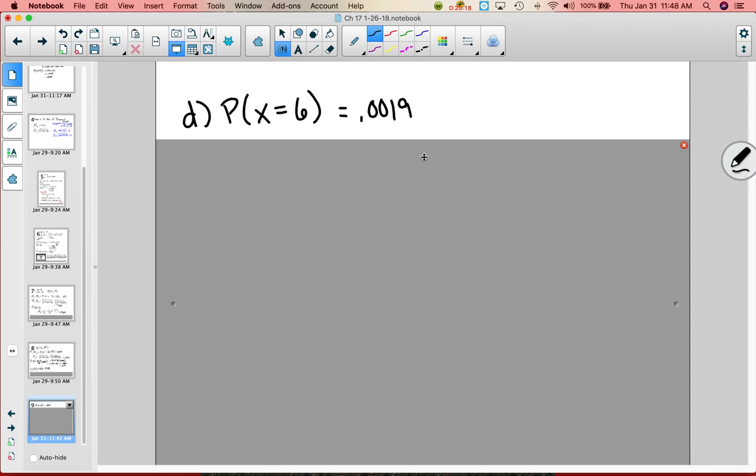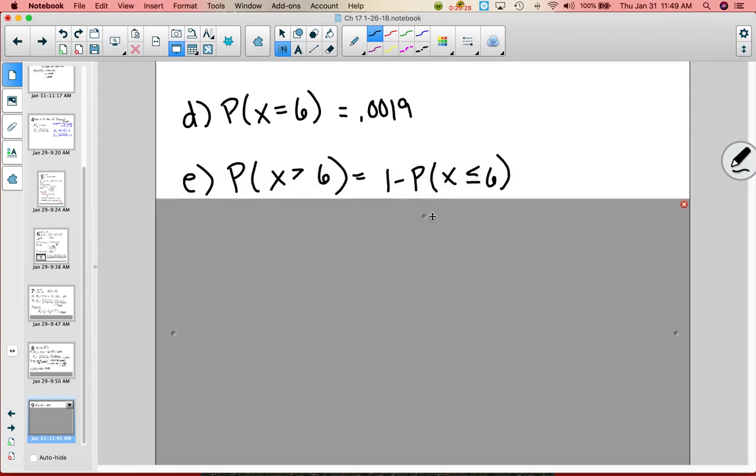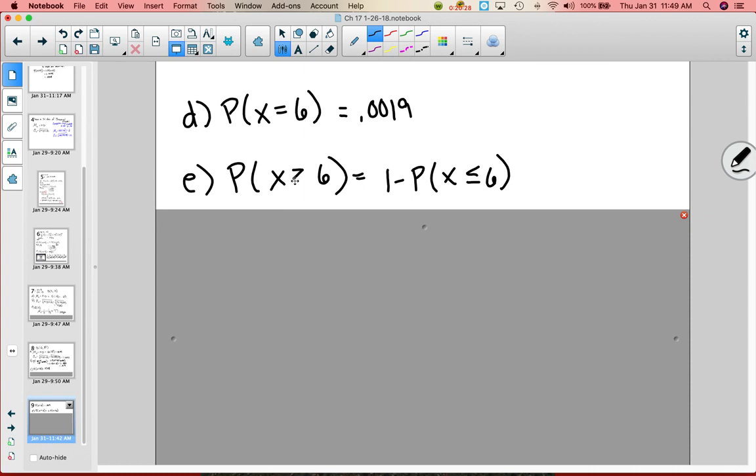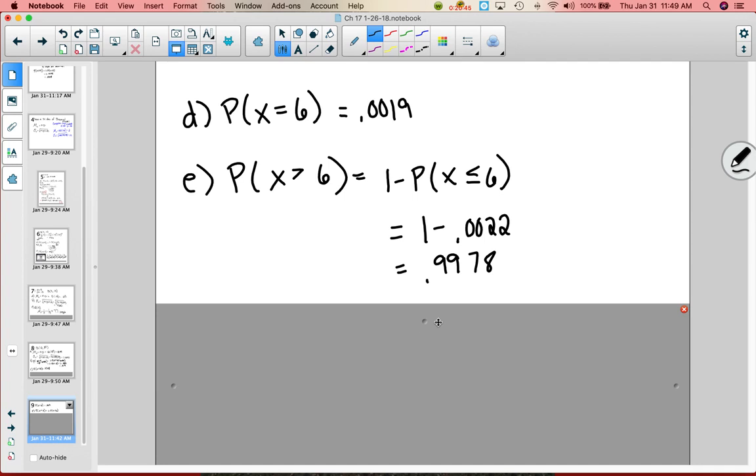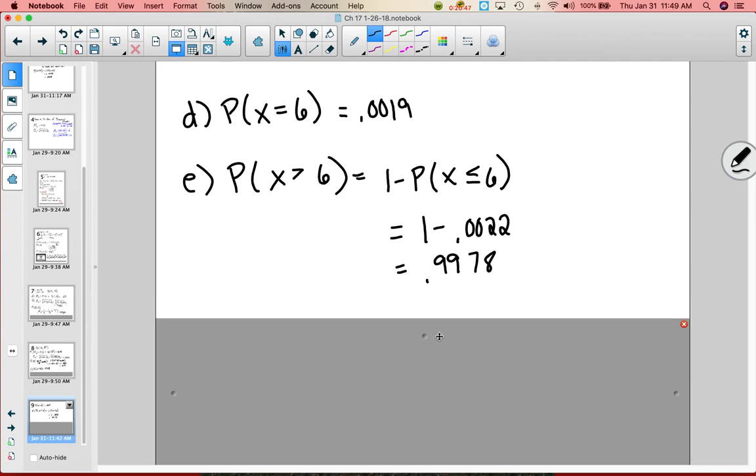And then in part E, what's the probability that the majority is right-handed? Well, what does majority mean? That means more than half. So more than 6 are right-handed. Well, I want to use CDF, but I can't do it for greater than, so I have to switch this around. Because the 6 is not included with this question, the 6 has to be included when you flip it around to less than or equal to. So I'm going to use the CDF on my calculator, and when I subtract it from 1, I get 0.9978.